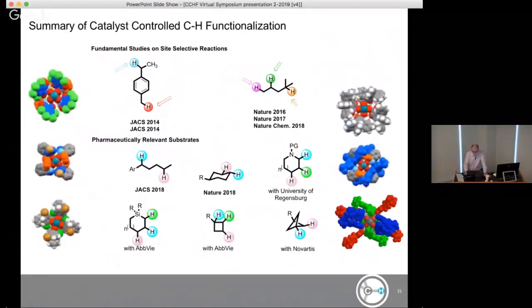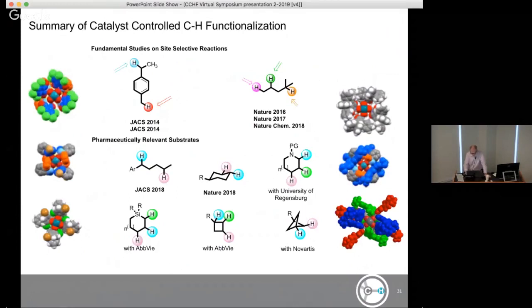Okay, so what I've been showing you is that we've got a whole family now of catalysts. Actually, Justin Du Bois coined the idea of having a toolbox of catalysts. So we're trying to build our toolbox here. And initially, our studies were focused very much on the fundamental studies. So earlier on, we looked at activated systems like benzylic positions and showed we could choose between the secondary and the tertiary side. More recently, we can do it on totally unactivated CH bonds, either going for primary, secondary, or tertiary. And then now, more recently, we're looking at pharmaceutically relevant substrates, or substrates for total synthesis.